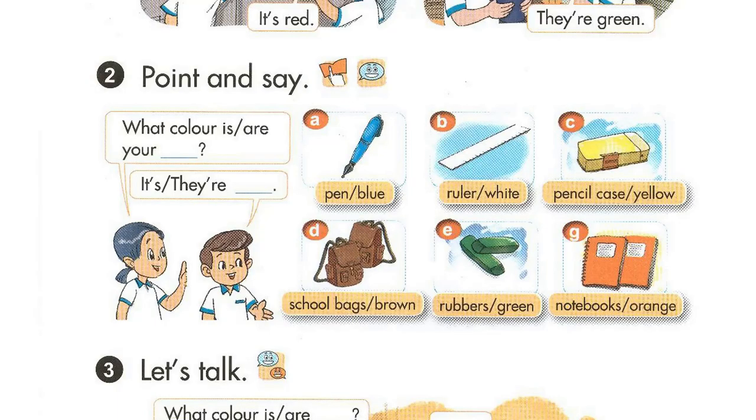Page 60. Lesson 2. Activity 2. Point and say. What colour is your pen? It's blue. What colour are your school bags? They're brown.